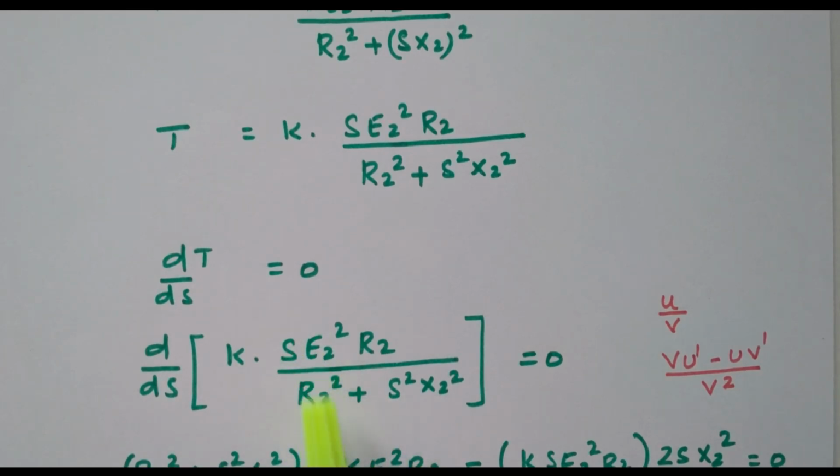So the numerator and denominator are available, so we can go with the u by v method. Differentiation, u by v method, right? Differentiating a division. So for the u by v method, what is the formula? v u dash minus u v dash divided by v square, right?